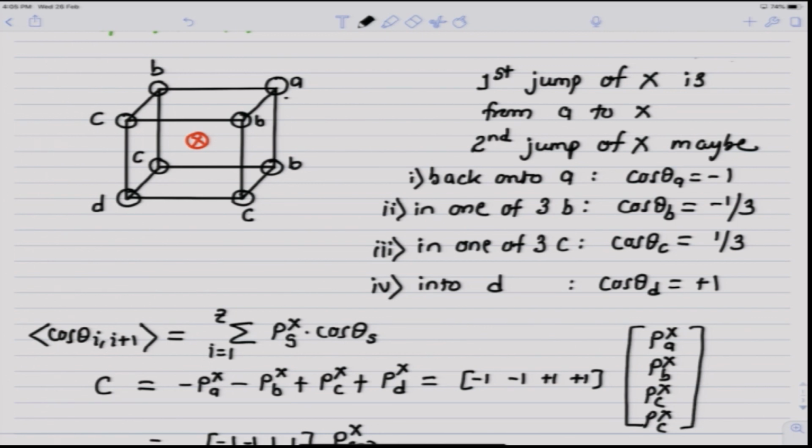If at any time the vacancy goes far away and another vacancy comes as nearest neighbor of X and then X exchanges with that new vacancy, then the correlation sequence with the first vacancy is broken.